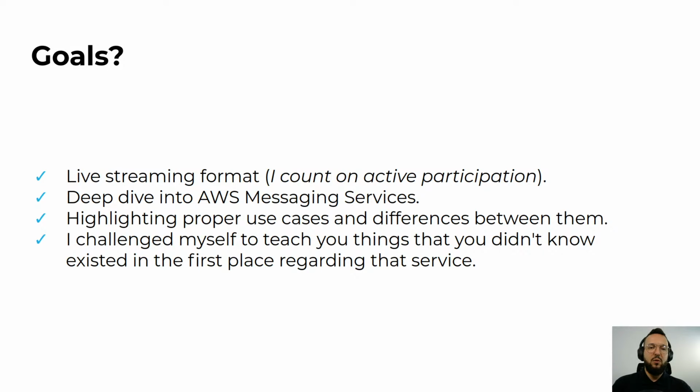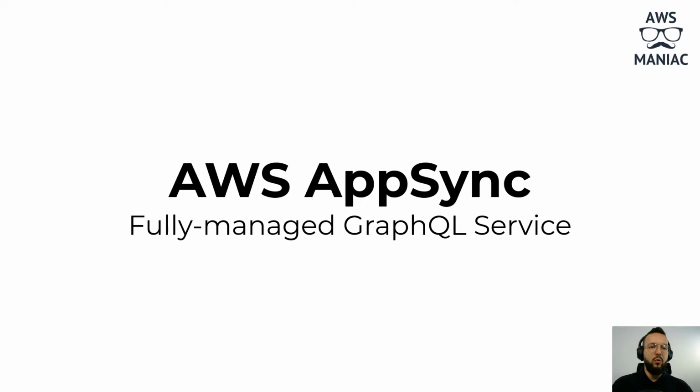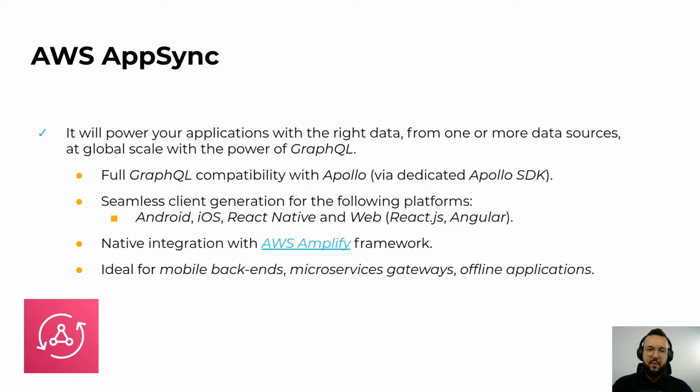So today's episode is oriented around AWS AppSync, which will be fully related to GraphQL because it's a fully managed GraphQL service. Speaking about GraphQL, if you would like to power your applications with the right data, have clients decide what kind of data they need, and fetch data from multiple data sources at a global scale, that's what GraphQL is.